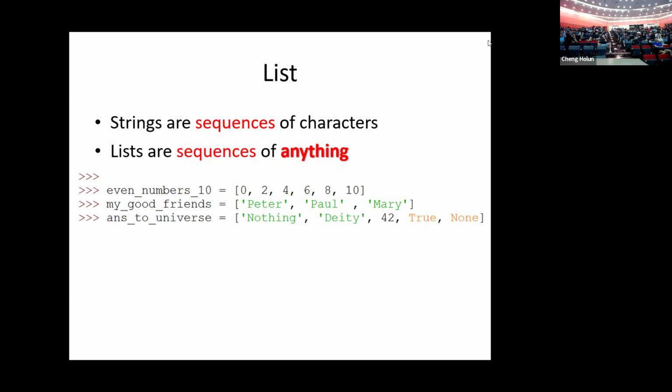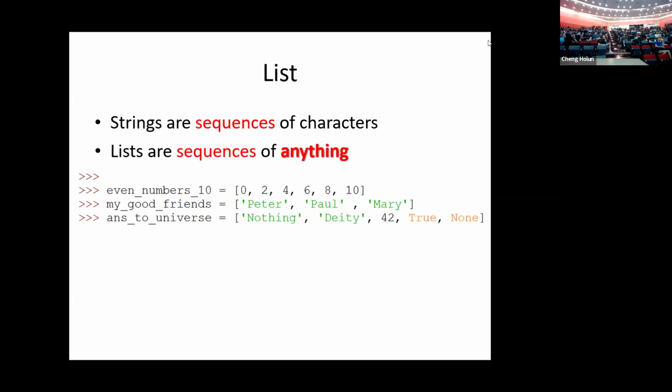Interestingly, the list can contain anything. And there's one thing for those C and Java people. Python list is free. That means even inside the same list, you can contain different types. Do you see that? This is my answer to universe. The list is called that. And what's that? Something, nothing. Some say that the answer to universe is some deity, some gods, right? Some people think it's 42. Why is it 42? Some people think it's true, some of it is none, okay?